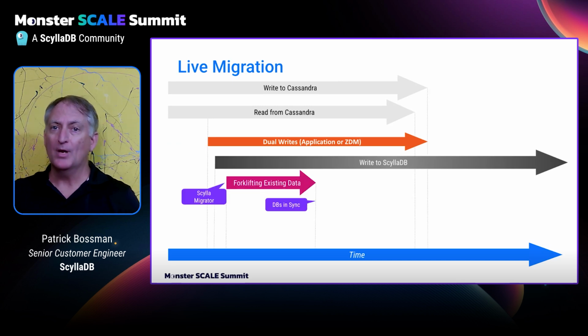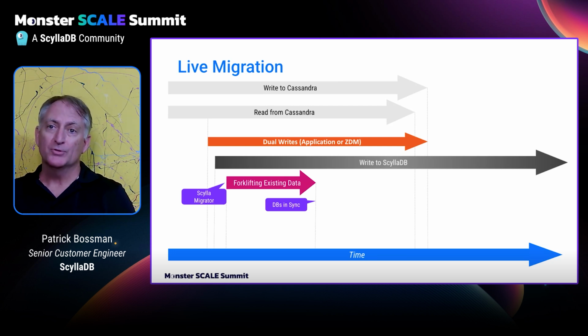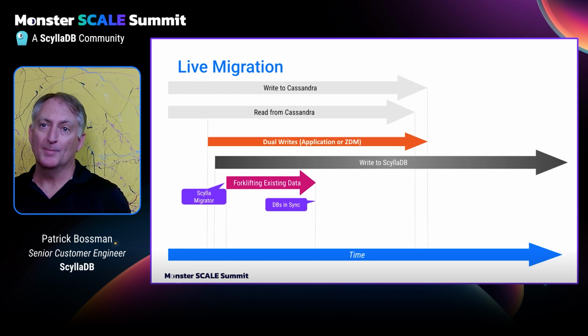and then we start forklifting the data. And for that, we recommend using Scylla Migrator. If you have access to SSTables, you could also use that in the background and use load and stream to load the database into Scylla from a backup.